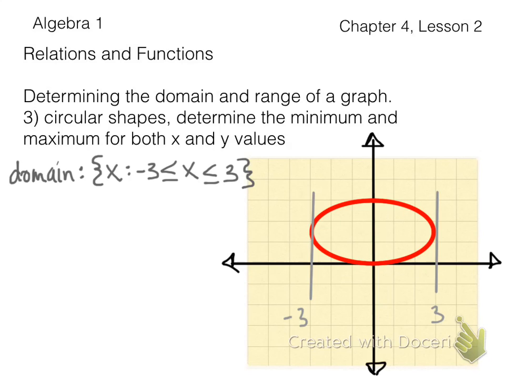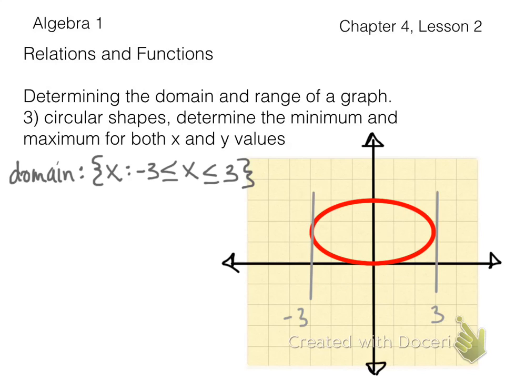So for the domain, and this is how we write it, guys. Look at this notation. This is very specific notation. Make sure you're on that, okay? So it's -3 is less than or equal to x, which is less than or equal to 3, because basically you're just in this area. It's never going to be outside of that area, okay?